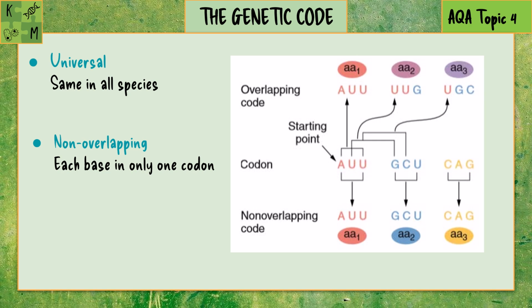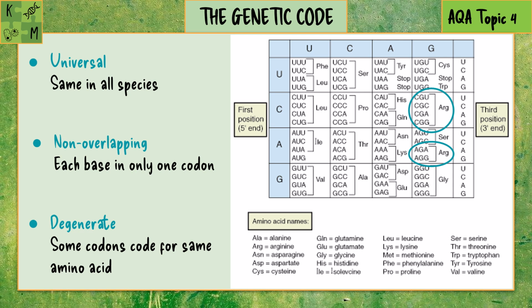Finally, it's said to be degenerate. The different possible combinations that the 4 bases can be arranged into groups of 3 gives us 64 different codons. Yet there are only 20 amino acids to be coded. Even when allowing for the 3 stop codons, which don't code for amino acids, it means that some amino acids can be coded for by different codons.